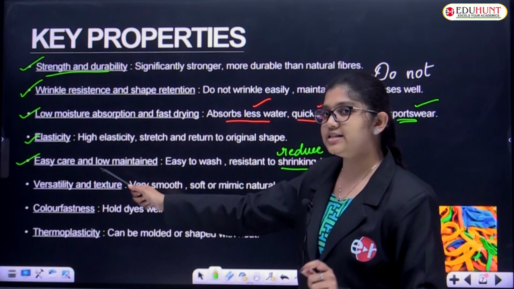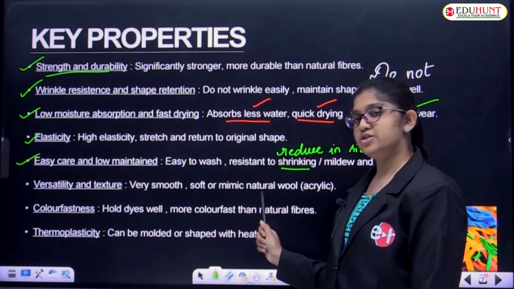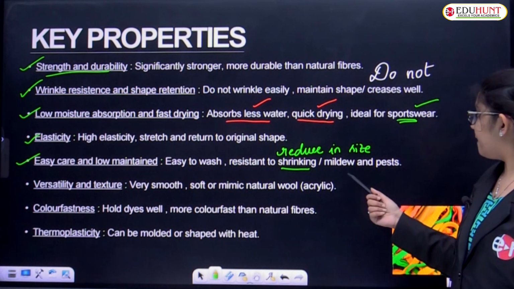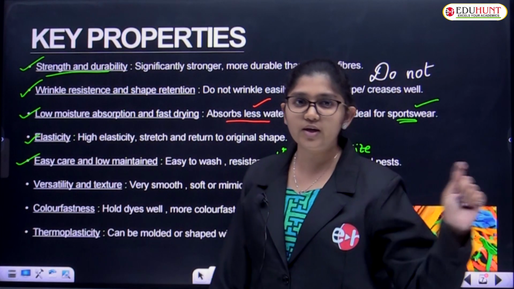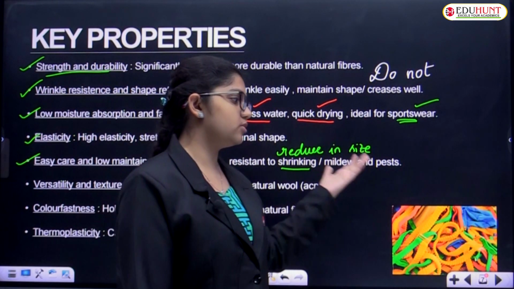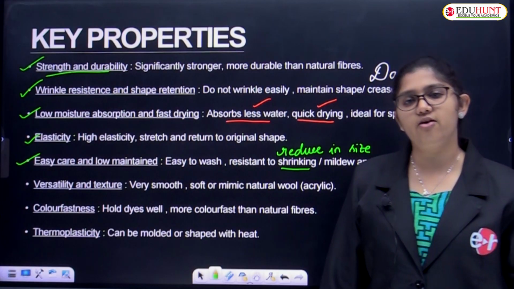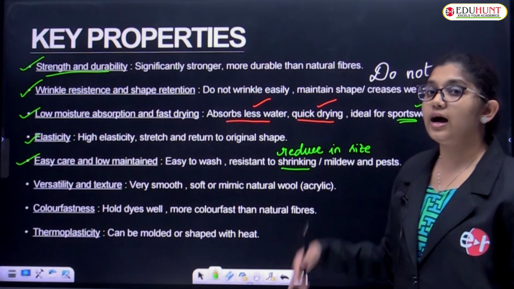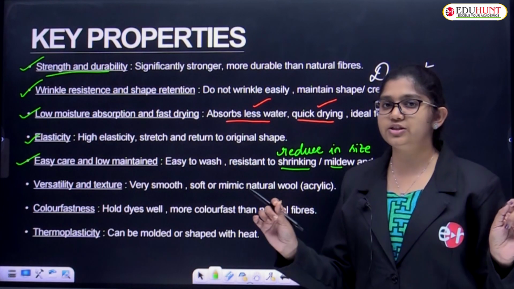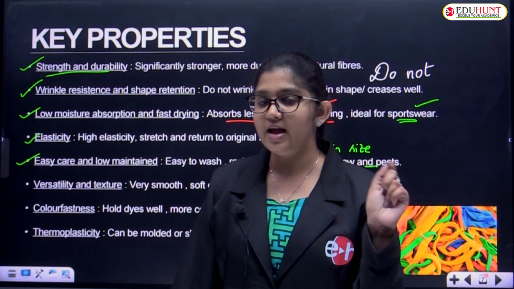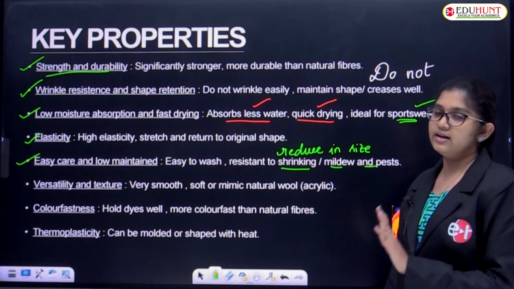It is easy to care, easy to maintain, easy to wash also, resistant to shrinking and mildew and pests. Children, these mildew and pests are all about this: if you leave the particular synthetic cloth in a humid or moisture place, there you can observe no fungus or other pests, including mildew. There is no formation of all these. It is very hygienic, neat and clean, because there is no empty space present between the fibers. That's the reason it's very easy to care and easy to maintain.